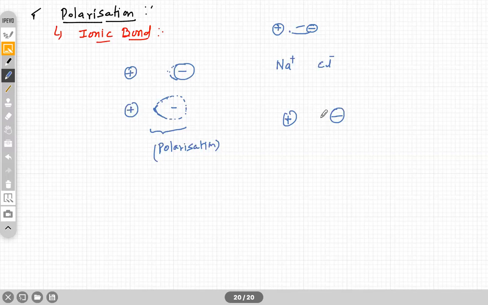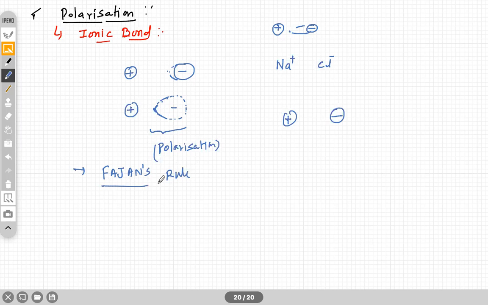Okay. This theory is given by a scientist called Fajans, and we call it Fajans' rule. What is this rule? One line you write down. It explains covalent character in ionic compounds.